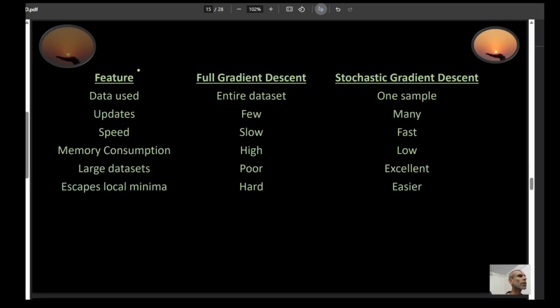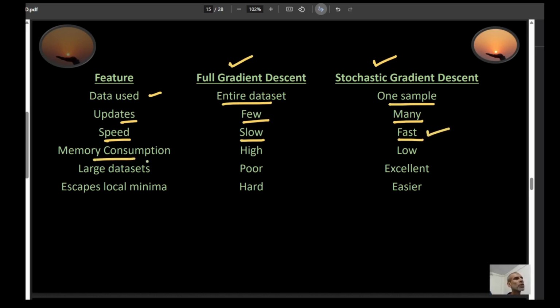Now, this is a small comparison between full gradient descent and stochastic gradient descent. In my full gradient descent, the data used, I will be using the entire data set. In my stochastic, I'm using only one sample. Updates. In my full gradient descent, there are going to be few updates. Here, there are going to be many updates, and that's because I'm taking one sample at a time. Speed. Well, in full gradient descent, it tends to be slower because I'm actually loading and working with the whole data set. In this case, I'm only working with one sample at a time, so it is fast.